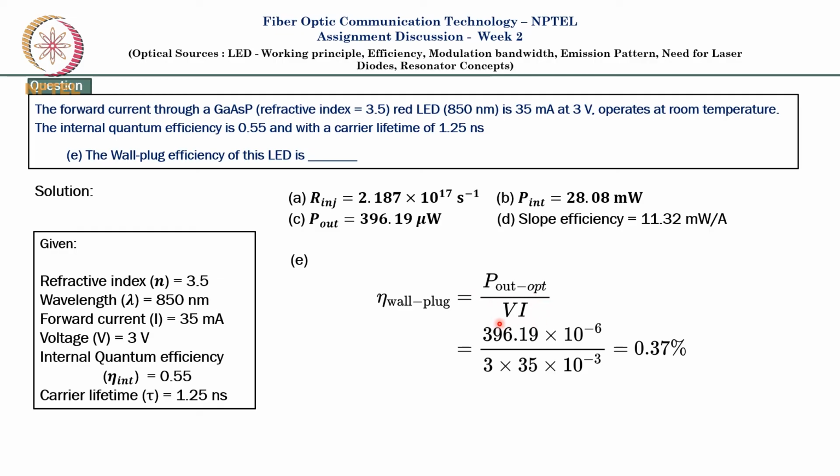Now the input electrical power can be given by V into I, which is 3 volt into 35 milliampere, and the output optical power we have found in the previous step. P out is equal to 396.19 microwatt. Substituting these values, we get the wall plug efficiency to be 0.37%. What this means is we are able to convert only 0.37 percent of the power we have supplied to the LED into output optical power.